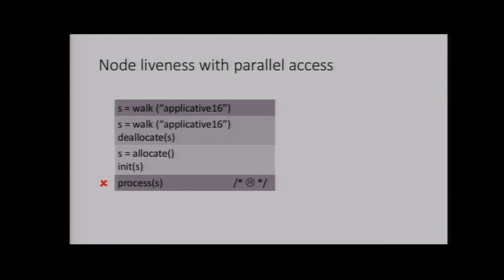That adversarial interleaving looks something like this, where we walk through the data structure, find the node that we're interested in, and then we go and deallocate that exact same node, allocate new memory, and we might happen to allocate the same memory that was used for the recently deallocated node. We initialize it, putting it into an initial state, and then, oh crap, we go back to the first core that is going to process on this thing that it thinks is at the applicative 16 place in the data structure, but no, it's freshly initialized.